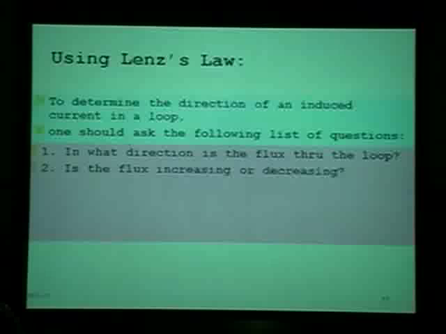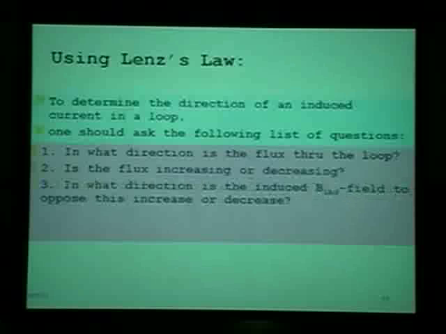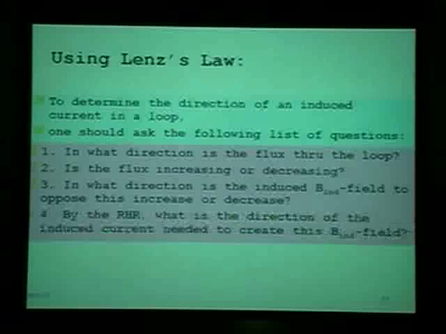Once you decide what the flux is doing, whether it's increasing or decreasing in a particular direction, then you decide what nature is going to do to oppose that. So question three is, in what direction is the induced magnetic field to oppose this increase or decrease? Nature will set up an induced field to oppose what's happening. So if there happens to be a flux in that direction and it's increasing, nature will set up a flux this direction to oppose it. And the last is, by the right-hand rule, what is the direction of the induced current needed to produce that induced field? Once you decide where the induced field is, you have to look at how the circuit is set up and use the right-hand rule to find the direction of your current.